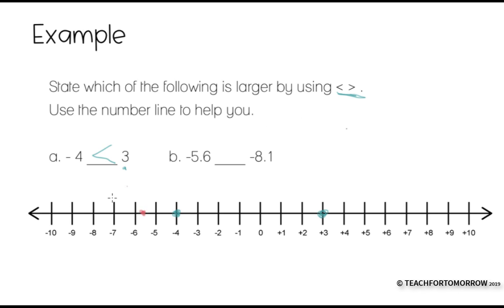And then we're going to do -8.1. Again, it's going to be above 8 but less than 9, and it's -8.1, so it's going to be just right there, right close down to 8. Now we can see here that negative 5.6 is greater. And remembering that our crocodile eats the bigger number, we put our sign here like this.